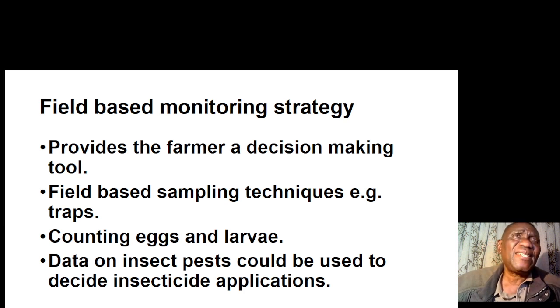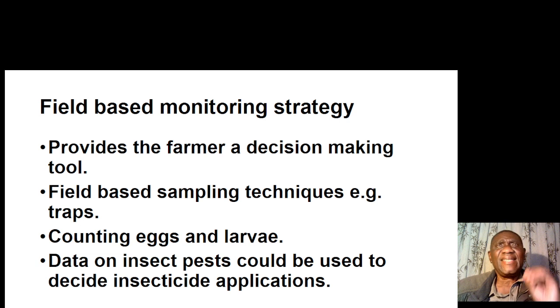But as for field-based monitoring strategy, this is aimed probably at the farmer. So it can provide the farmer with a decision-making tool. It could be like scouting for pests in a cotton field. And the farmers probably have a control strategy of saying that if the insect numbers reach this level, you start spraying, things like that. So some of these issues are actually done so that the farmer can decide when to control or when to spray.